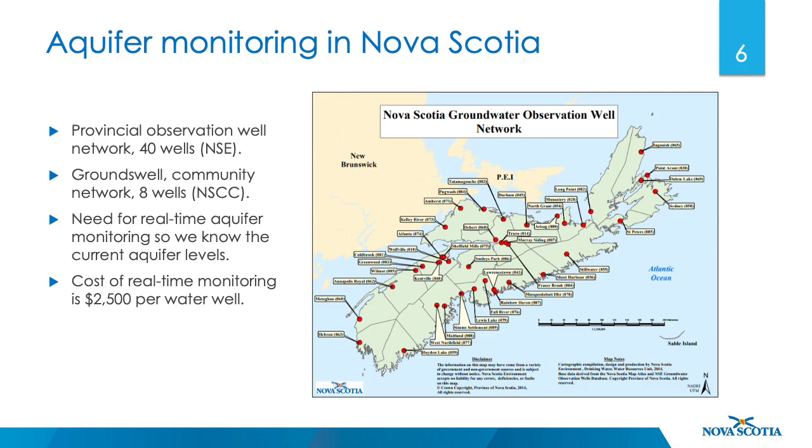Unfortunately, neither of these two networks provides real-time information. The way they're set up is that a technician has to drive out to each well to retrieve the data, so they can't tell you what the current status of the aquifer is, and during a drought things can change quite quickly from day to day and week to week. So we saw that there was a need for real-time aquifer monitoring so that we would understand the current aquifer levels during the drought. Now, one of the barriers to this is the cost of real-time monitoring equipment can be quite expensive, about $2,500 per water well.